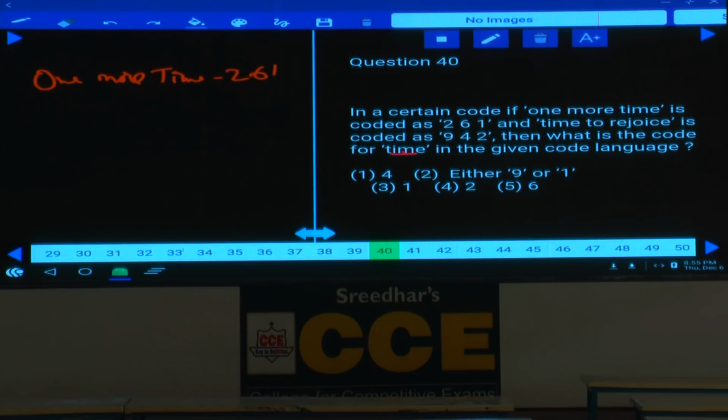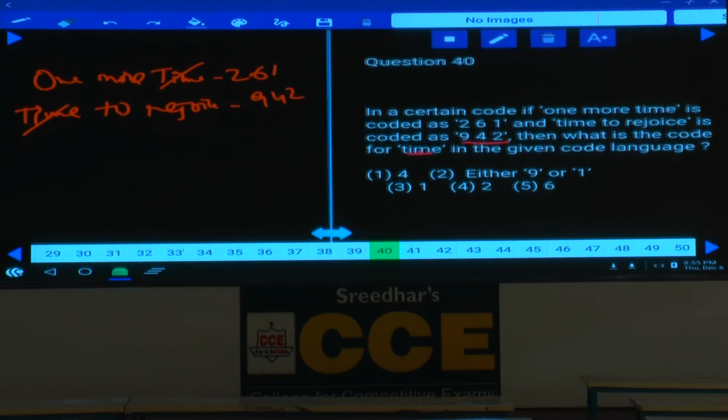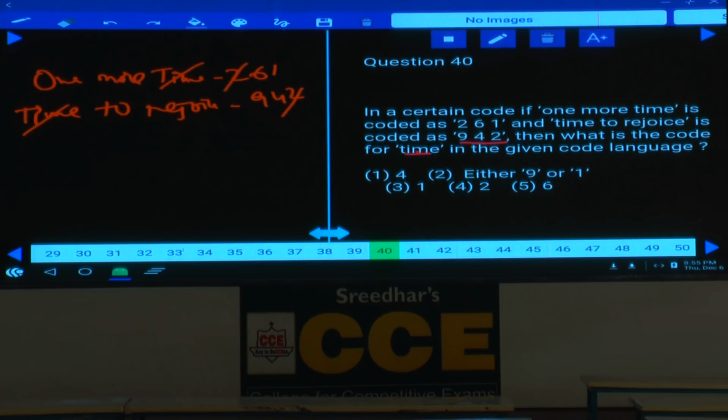And "time to rejoice". Now if you observe these two, what is the only word which is common here? Time is the only word which is common between these. As time is the common word, then what is the common code here? 9, 4 and 2. Tell me what is the code which is common? 2 is the code which is common. Hence the code for the word time is 2, that is given in choice 4.